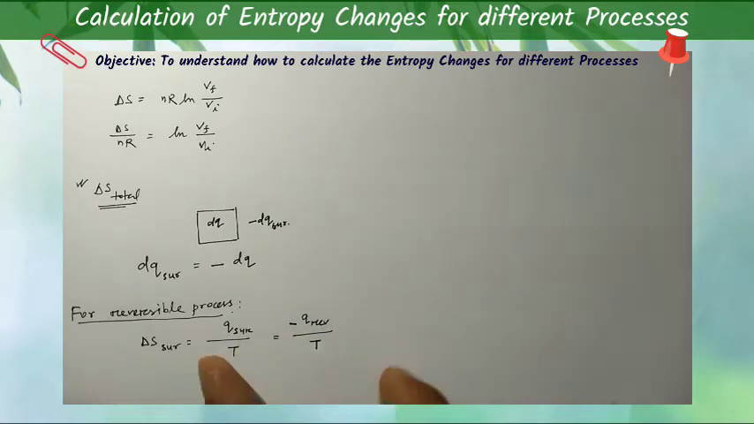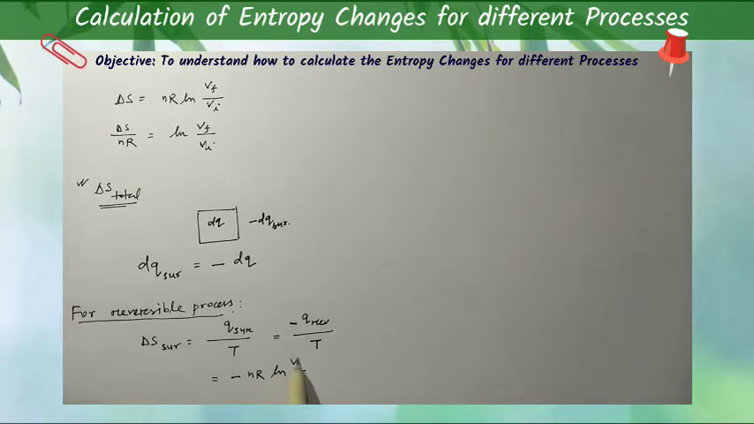Now from the previous notes, we already know that q reversible is equal to w. So here it will become minus nR ln Vf by Vi. So del S surrounding is equal to that.